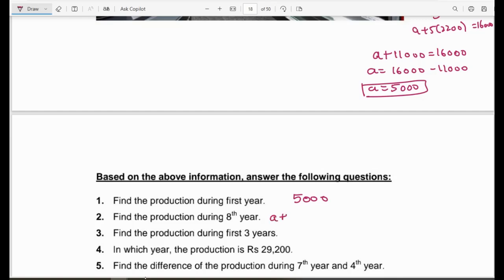The eighth year, A8, will be A plus 7D. That is A is 5,000 plus 7 into D, which is 2,200. That is nothing but 5,000 plus 15,400, which will give us 20,400.